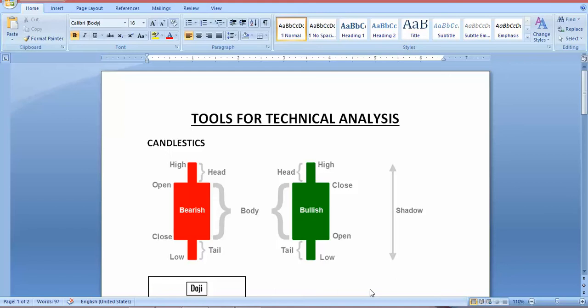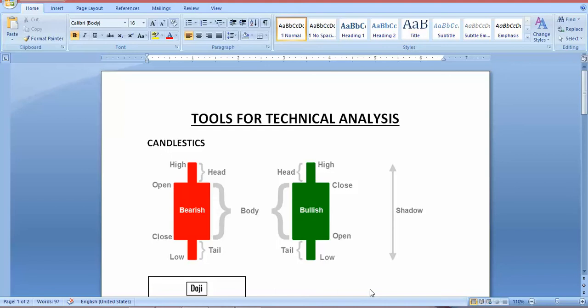In this video we are going to look at tools for technical analysis. Whenever you open your trading platform, there are a number of tools on it. There are candlesticks, moving averages, oscillators, Fibonacci numbers, and other things. But today we want to go through some of the tools I use in my technical analysis.